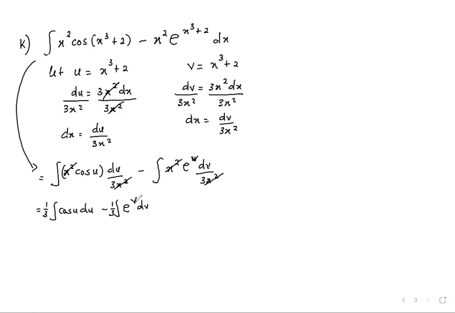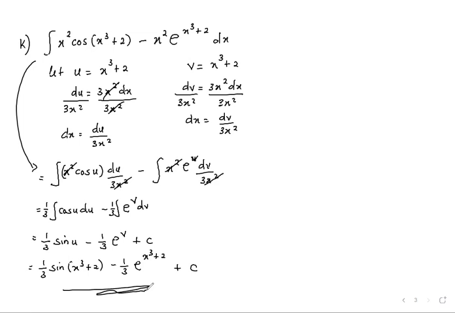So we can easily integrate now. To integrate cos, we get sine. So we have sine u minus, to integrate e^v, we get e^v, and then plus c. Then we substitute. So what is our u? Our u is x³ plus 2, minus 1 over 3 e to the power of v. What is our v? It is x³ plus 2, plus c. So this gives us the solution that we are looking for.